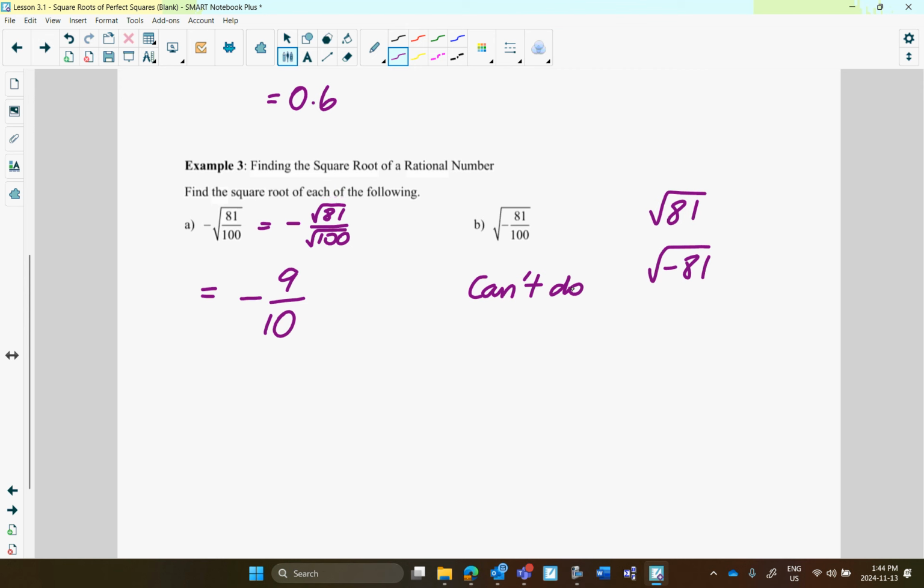So if the negative's on the outside, you can do it. But if the negative's on the inside and you're taking a square root, you can never square root a negative.